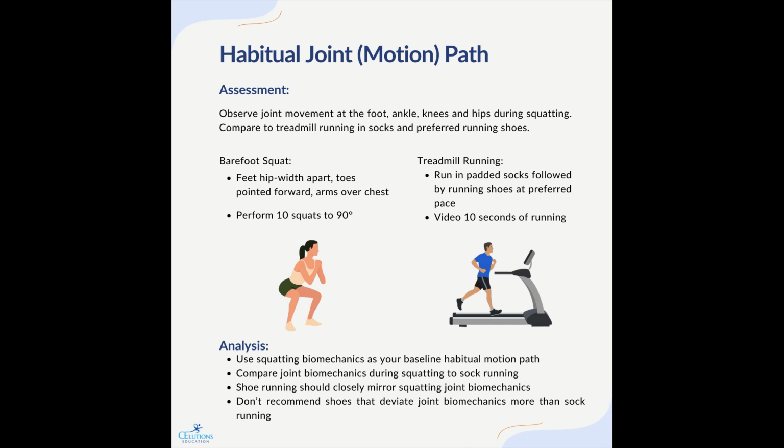So how do we use the habitual joint motion path? We first look at barefoot squatting, followed by treadmill running with padded socks, and then treadmill running with the preferred running shoe. And here's the process.